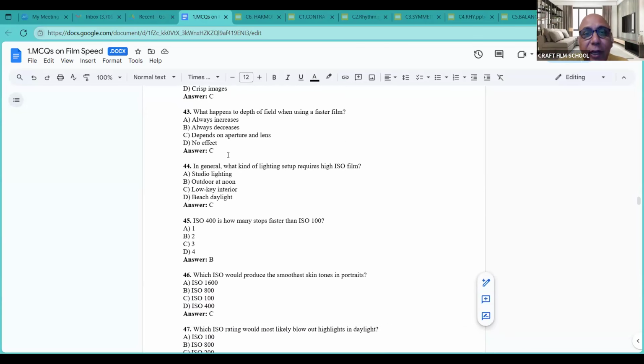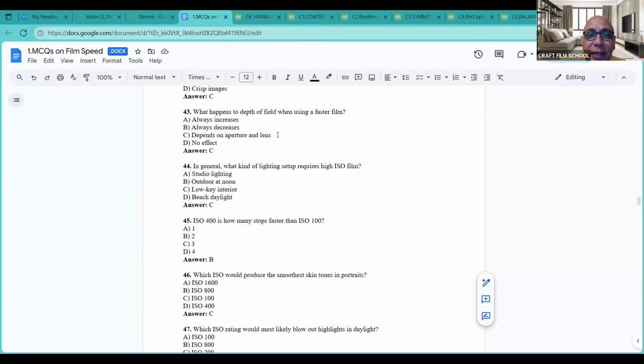What happens to depth of field when using a faster film? Faster film, do you think that it is connected with the depth of field? We had discussed yesterday, depth of field depends upon the focal length, it depends upon the distance, and the third factor, it depends upon the aperture. Try to understand the question: what happens to depth of field when using a faster film? Always increases, always decreases, depends on aperture and lens, no effect.